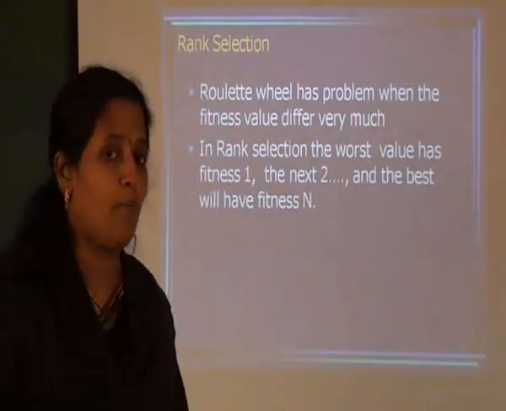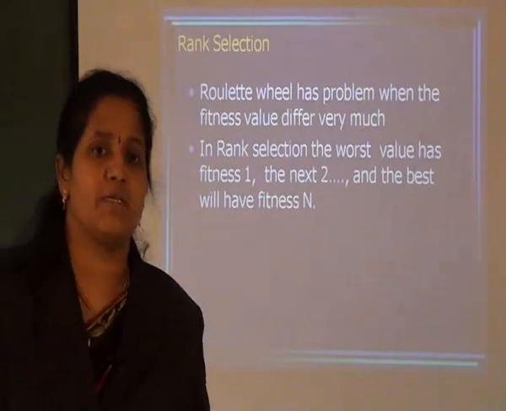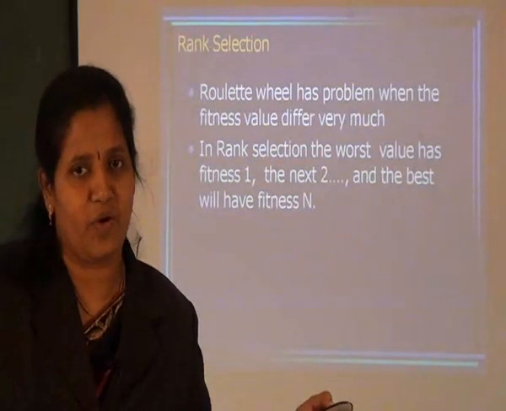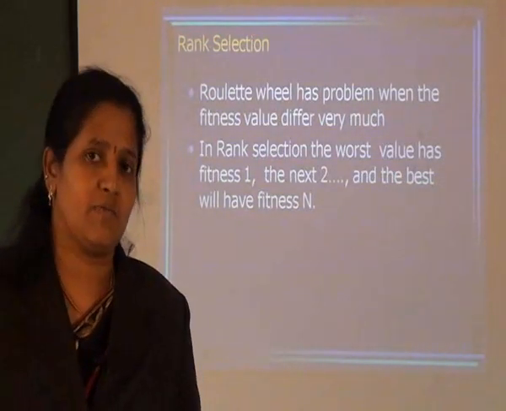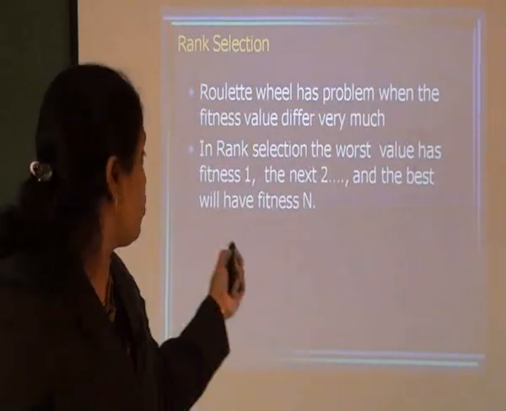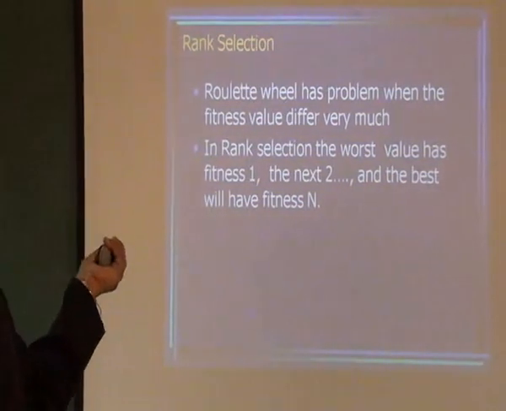And there is a problem in the roulette wheel when the fitness values differ very much. If you want to select two parents, one parent's fitness value is 0.15 and another parent's fitness value is 0.85, meaning too much difference. In that case, the roulette wheel algorithm will not be helpful. Then we have to go for rank selection.